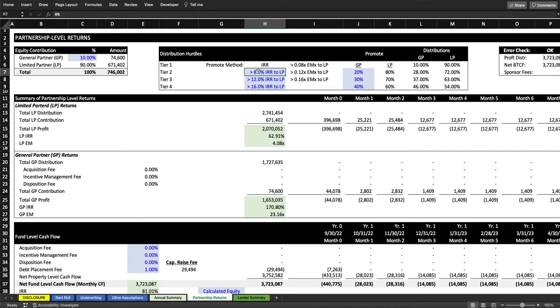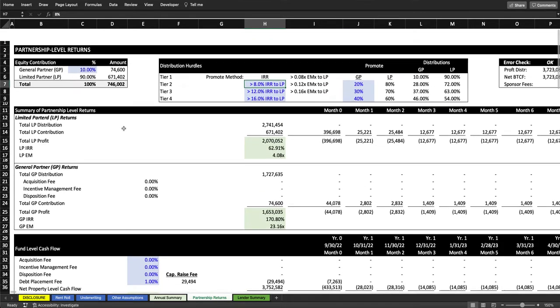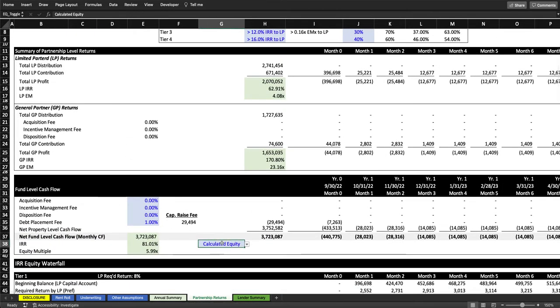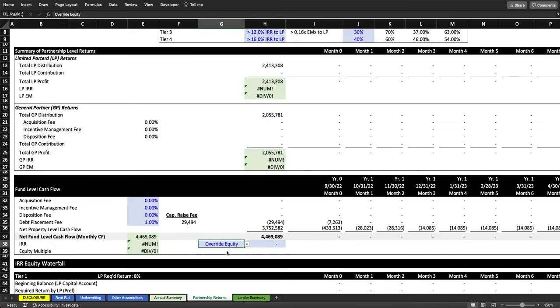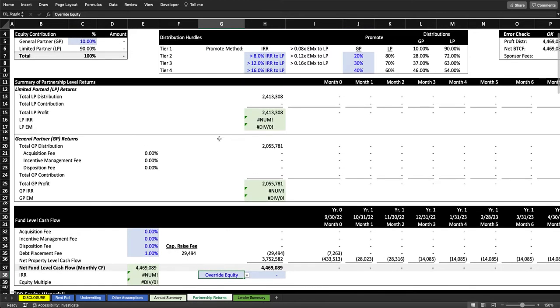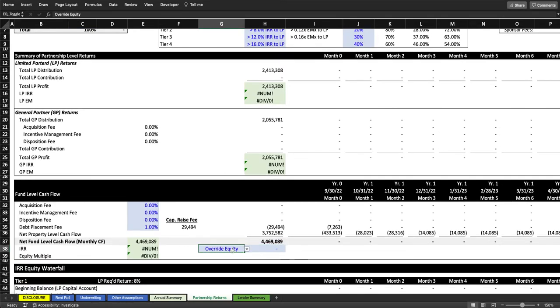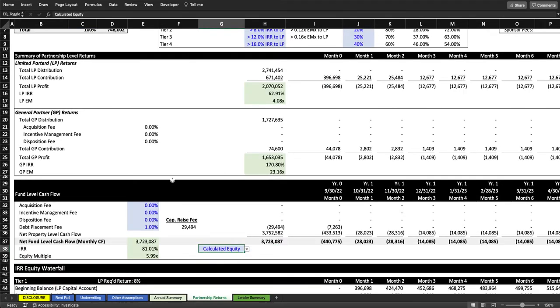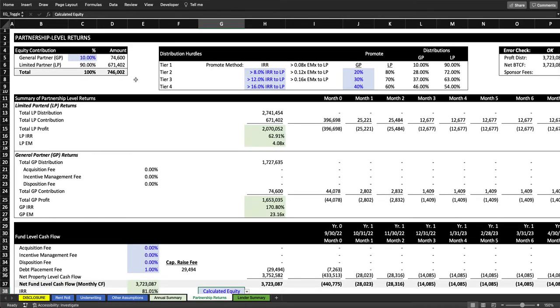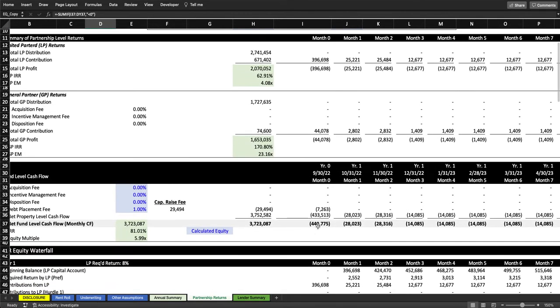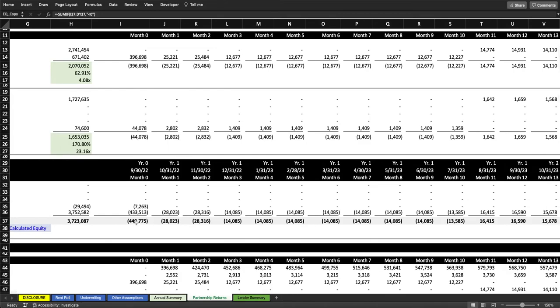We used IRR. Okay. What you could also do, very quickly, is this: right now it's set to calculated equity. You can change this to override equity. Right now, the whole model is freaking out because this is set to 0. So with calculated equity, you know that you're going to need $746,000 and $746,002, right? And that's saying that the equity is contributed at the time it's needed for the property.